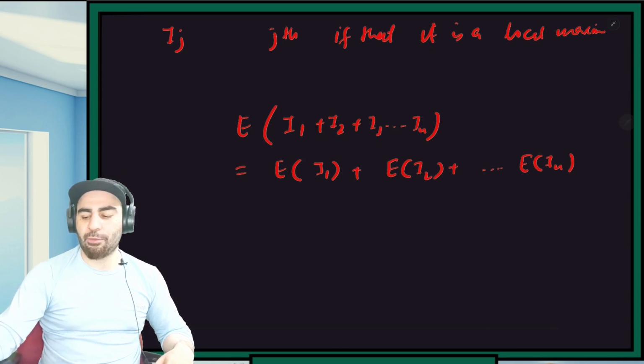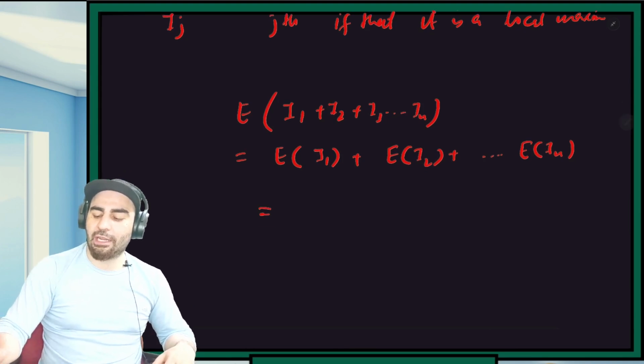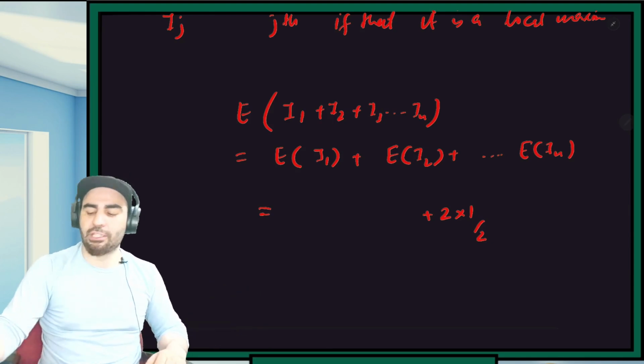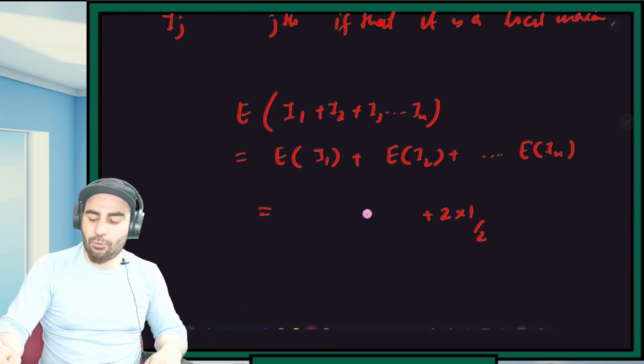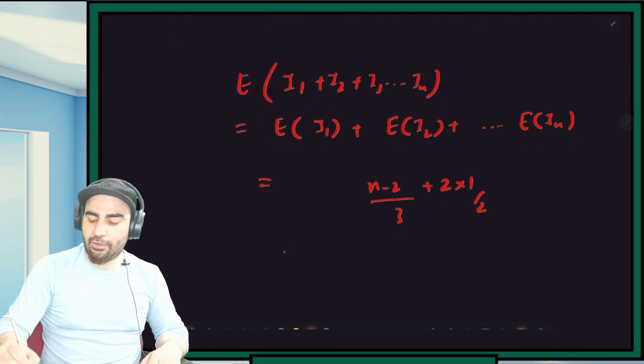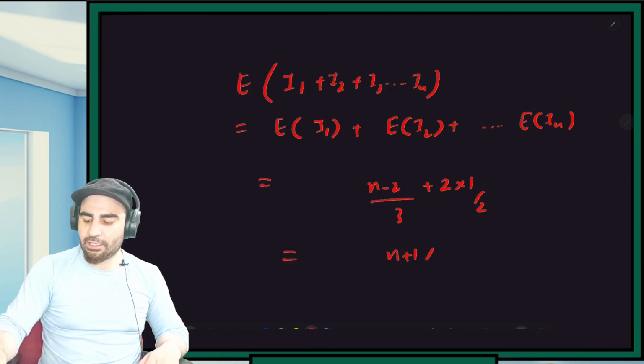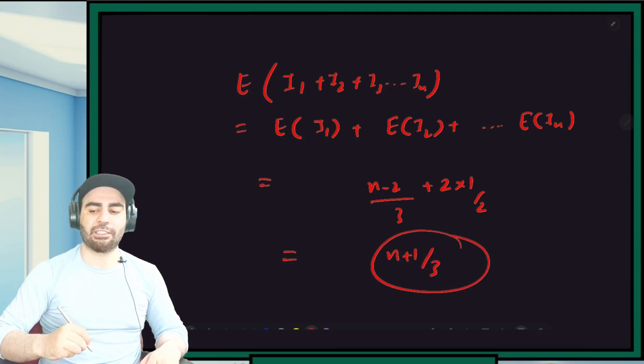Here we have n numbers. Two numbers are at the extremes, so those two numbers have probability 1 by 2. And for the other numbers, I am doing the computation for all of them together. For all the n minus 2 numbers, they have probability 1 by 3. If I compute it, this comes out to be n plus 1 by 3. Check the answer. This is the expectation. You can just check it.